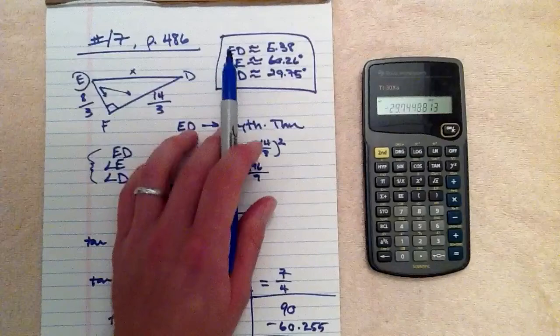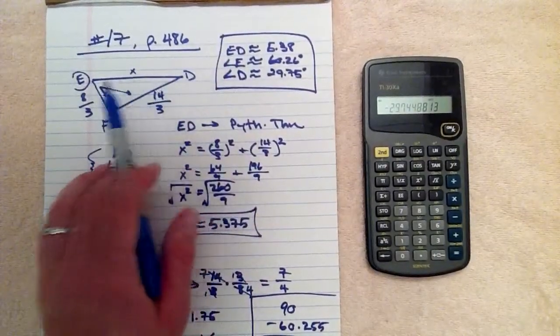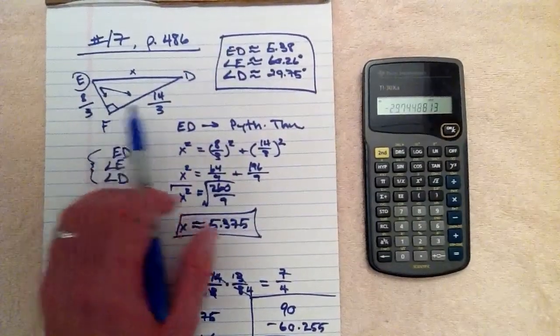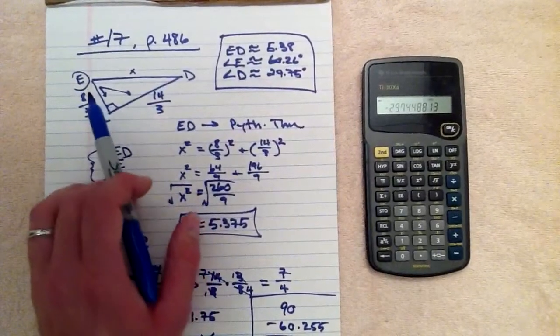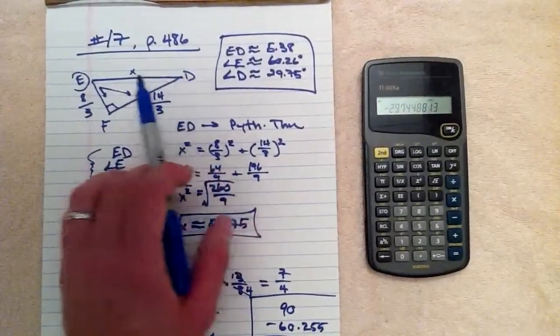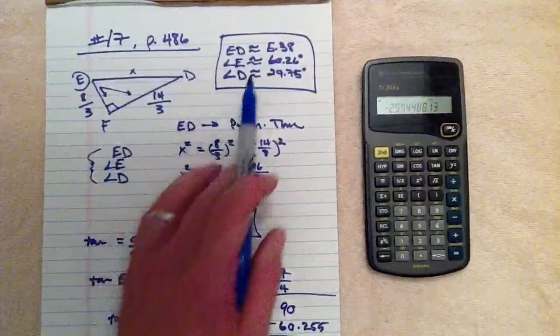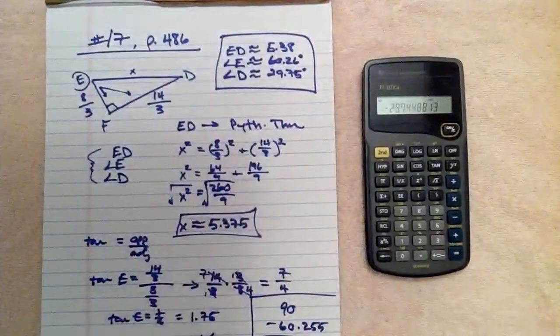So here, friends, are the answers that answer the question, solve this triangle. When they say solve for the right triangle, they want you to find the missing pieces. We knew this side, we knew that side, and we knew this angle, so we needed to find E, D, and the length of the hypotenuse, which we did. Solution, done.